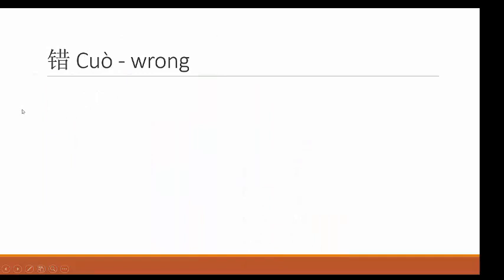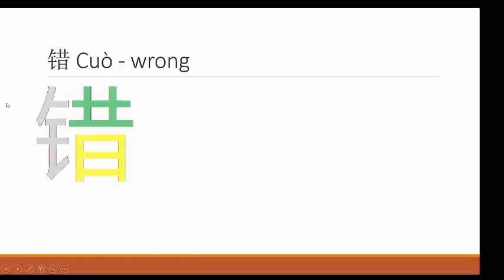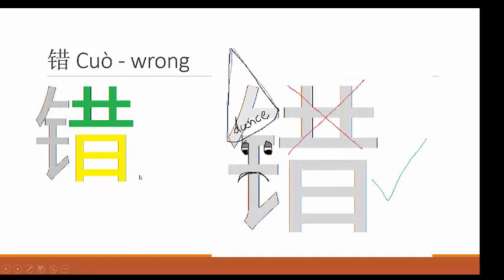The next character is Cuo, which means wrong. It has the metal radical, shown here in silver, a modified grass radical, and a sun radical. The way I remember it is the metal radical looks kind of like a stupid person wearing a dunce cap, right? They tried to draw the sun radical, but they drew it wrong.